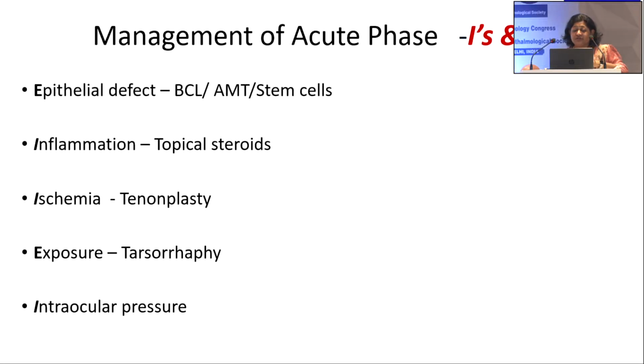Inflammation would be treated with topical steroids. Ischemia, a scleral ischemia, like was done in the earlier patient, needs a tenonplasty. If there is an exposure, especially seen with thermal injuries, where the lid blink becomes inadequate, you will need a tarsorrhaphy, and a note of the intraocular pressure becomes important.